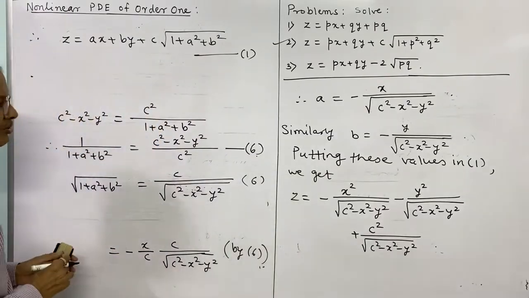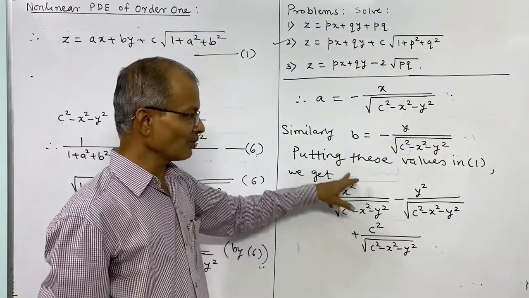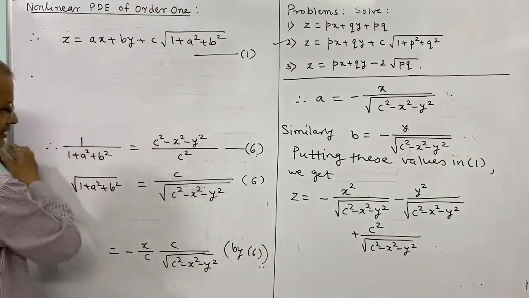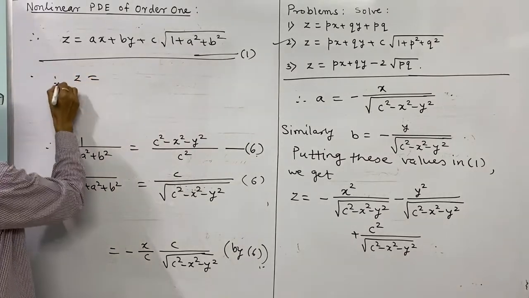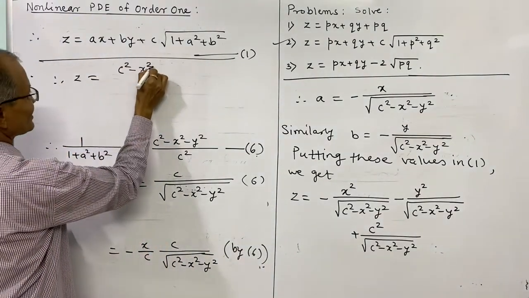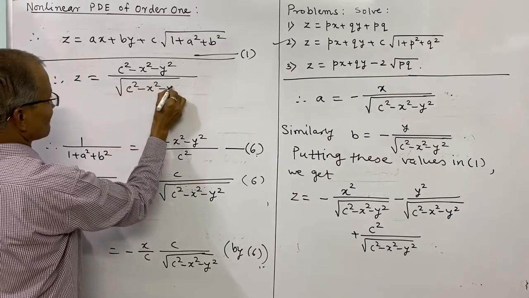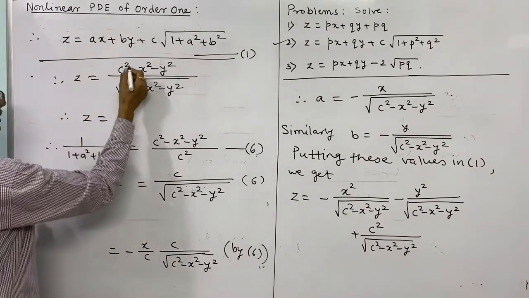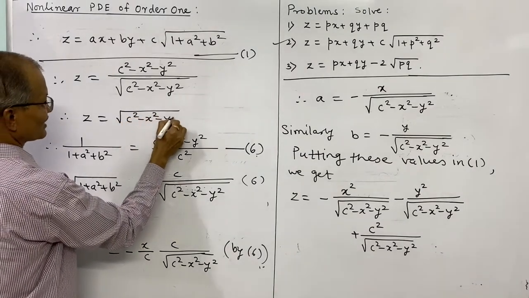So that means a divided by root a, so that will be root of the expression. You can verify this, and therefore z is equal to c square minus x square minus y square divided by under root of c square minus x square minus y square, or that means z is root of c square minus x square minus y square.